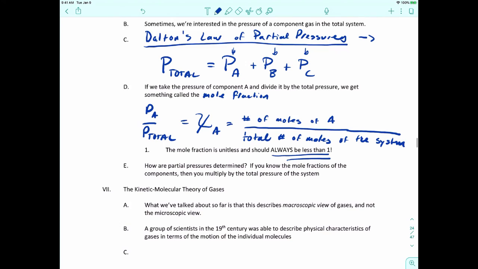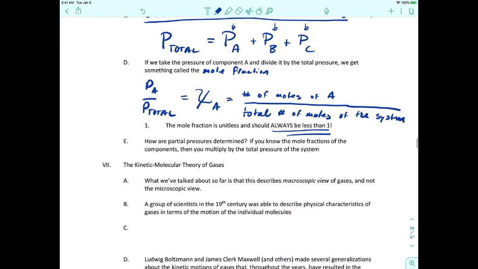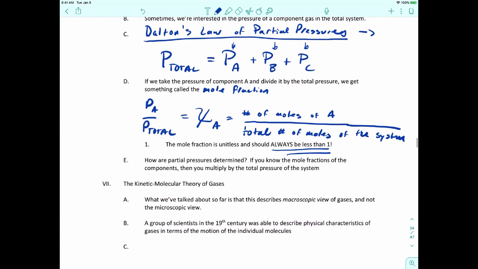Okay. Finally, how are partial pressures determined? Well, if you know the mole fractions of the components, then you multiply by the total pressure of the system. So if you wanted to solve for the pressure of component A, if you take the total pressure and then multiply it by the mole fraction of A, you can actually get that individual component pressure.